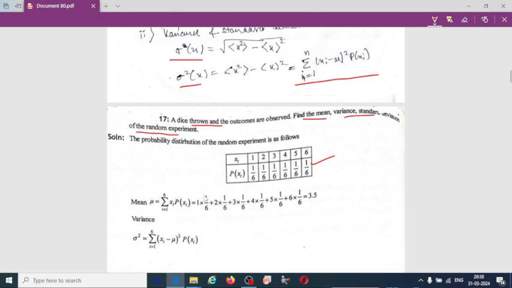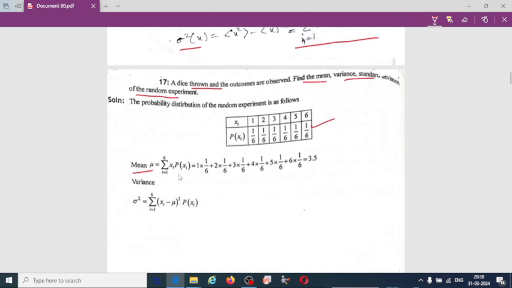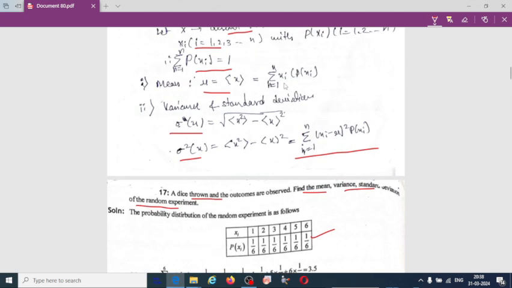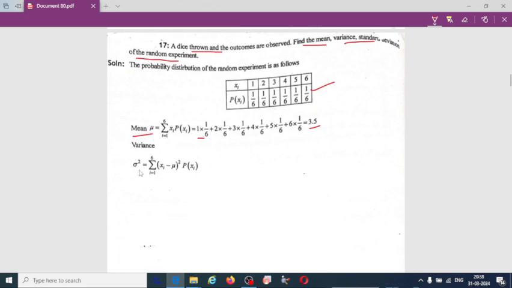You should know the mean formula, as we have discussed here. Mu is equal to summation of xi p of xi. xi here is 1 to 6, and p of xi is 1 by 6 for all the events. So multiply x and p for all these 6 events and you will get the mean 3.5. Variance, if you want to calculate, is sigma square.